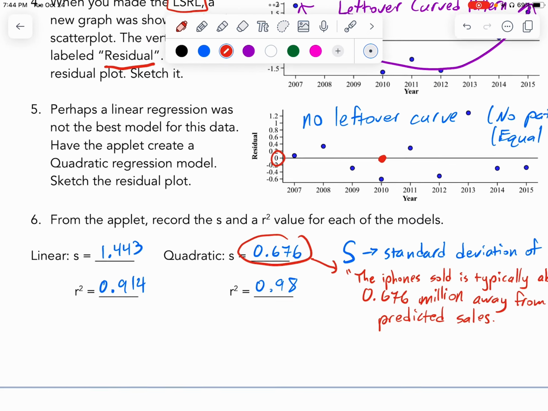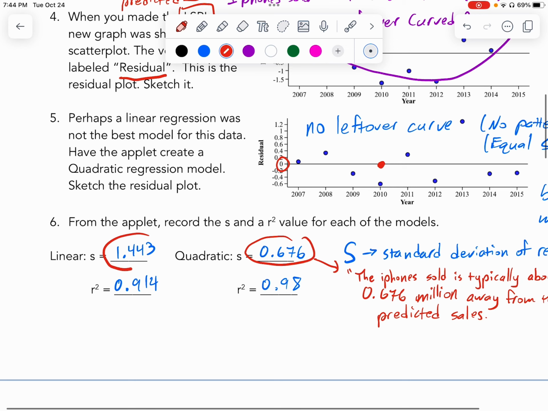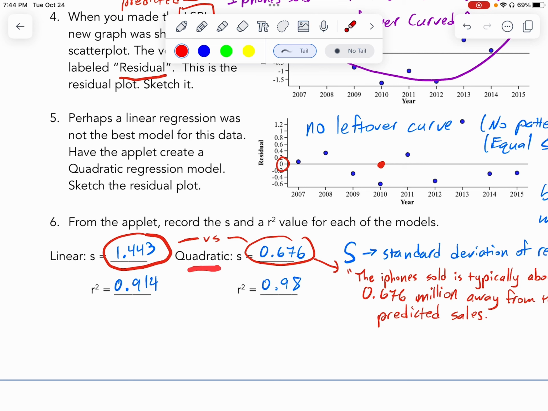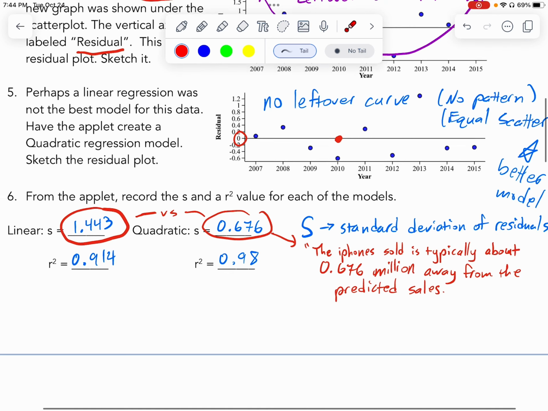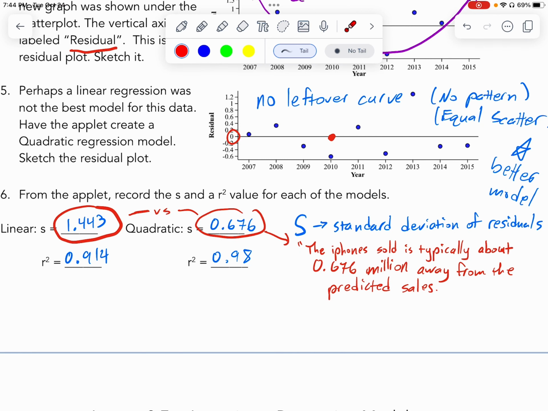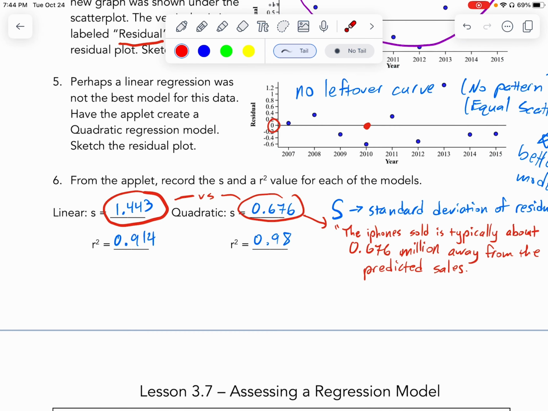But look at these two numbers, right? 1.4 versus 0.676. This is telling us that the quadratic model is much better, because the iPhones in this model were only off by about 0.6 million. And if I do a linear model, that means on average, my dots will be 1.4 million away from my prediction.